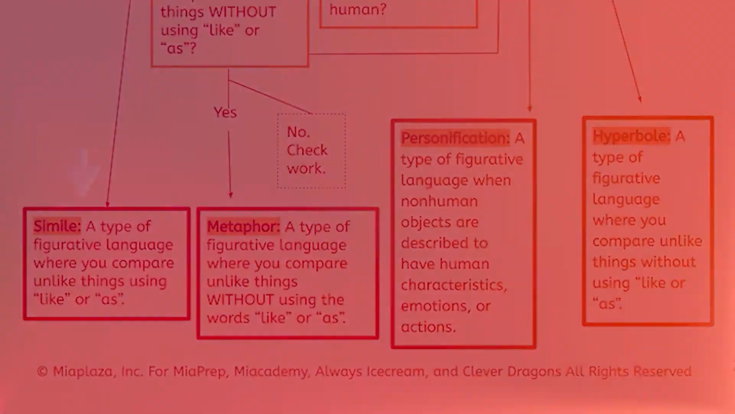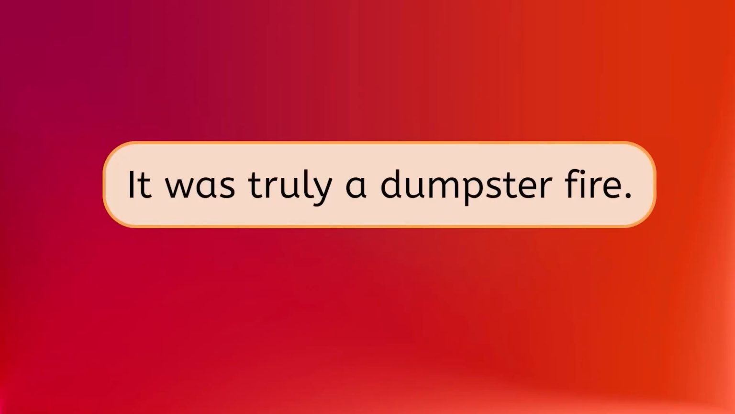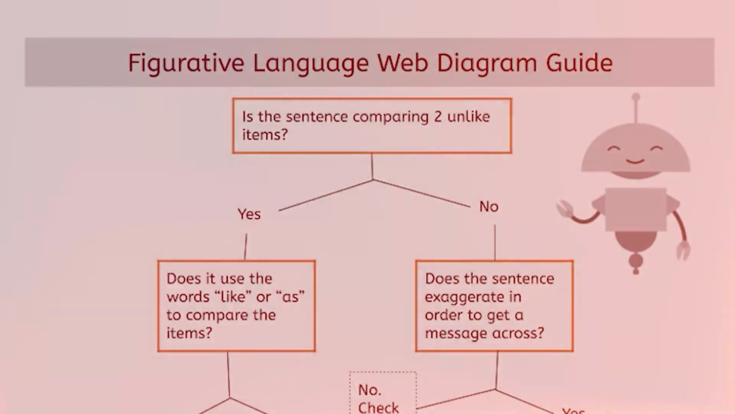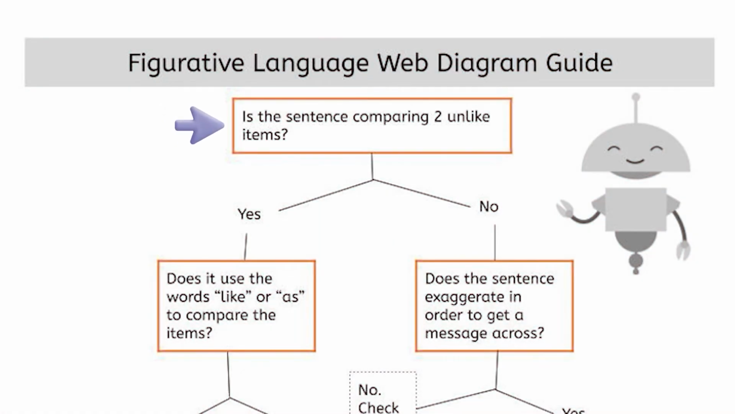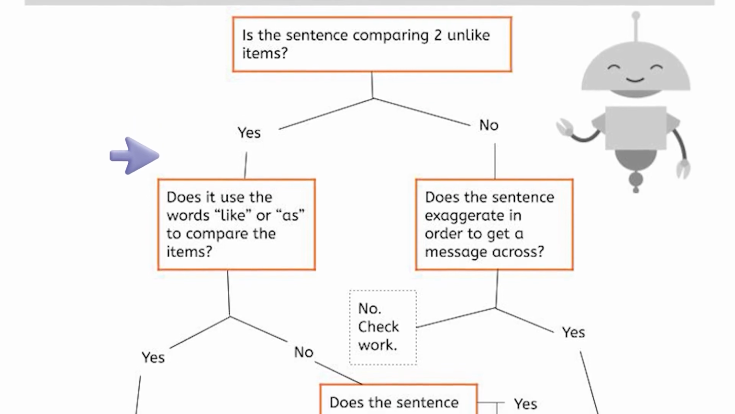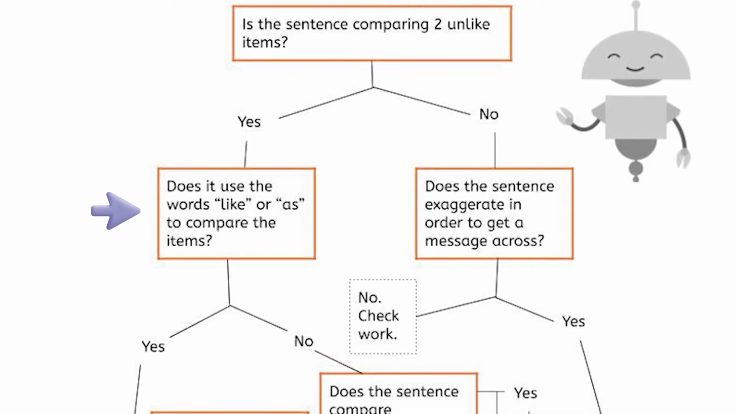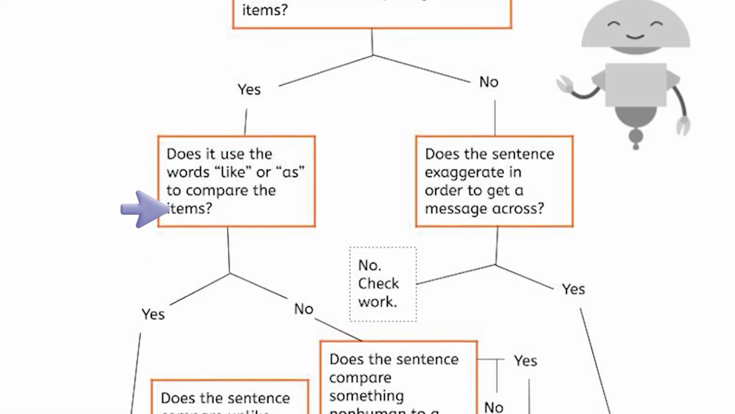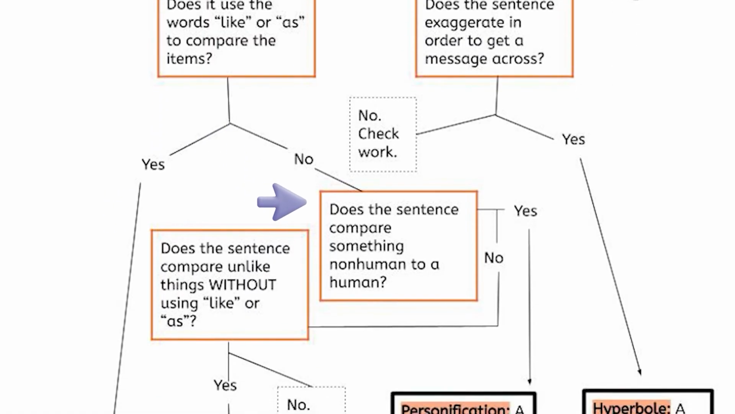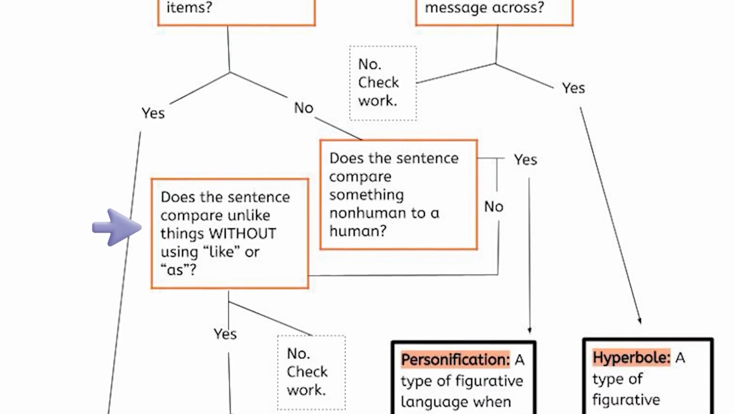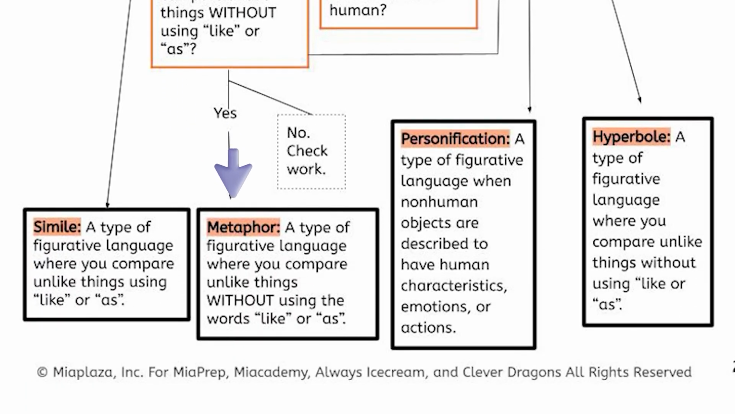So let's look at the very last sentence. It was truly a dumpster fire. This sentence does compare two unlike things. It seems to be comparing the blanket banquet to a dumpster fire, which, when looking at them, definitely are unlike each other. It does not use the words like or as to compare the items. Now it's asking, does the sentence compare something non-human to a human? It definitely does not compare human to non-human, because the blanket banquet is compared to a dumpster fire. Both are objects, so that would be a no. I do not see like or as, so it is definitely a metaphor.